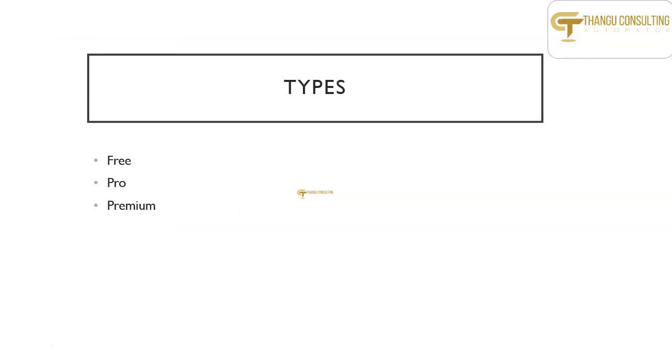Coming to the types, you have a free version, a Pro version, and a Premium version. The Premium version is for organizations, at $5,000 a month. The Pro version is $10 per user, and the free version is for individuals or small business owners.